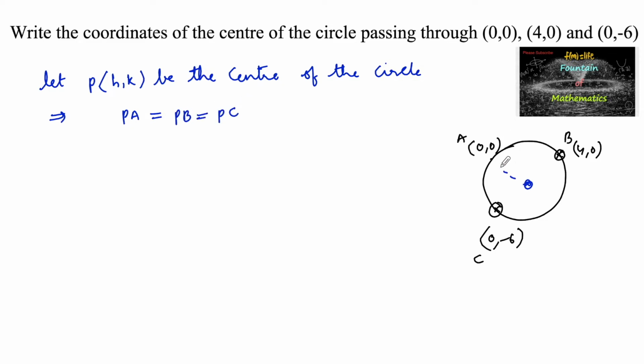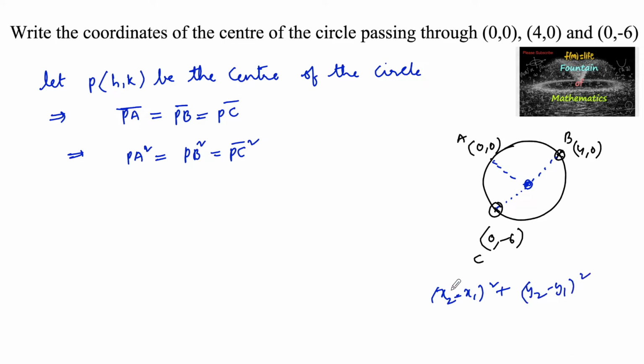The distance from P to A is the same as the distance from P to B and the distance from P to C, as per the definition of circle. So which can also be written PA square is equal to PB square is equal to PC square. PA square is given by the distance formula between 2 points: x2 minus x1 whole square plus y2 minus y1 whole square. The distance between the 2 points A and B, AB square is equal to x2 minus x1 whole square plus y2 minus y1 whole square.